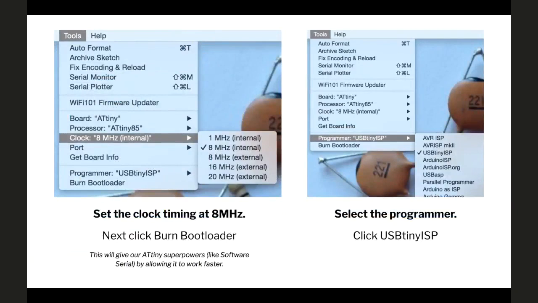two things. If you want to give the ATtiny superpowers that will allow you to read serial data, which we'll talk about in a second, you need to do something called burning the bootloader to make sure the clock is at 8 megahertz. And then the next thing is to make sure that all of your settings are configured correctly. So you need to make sure that you have the correct programmer chosen, the correct board chosen, the correct processor, and the correct clock.